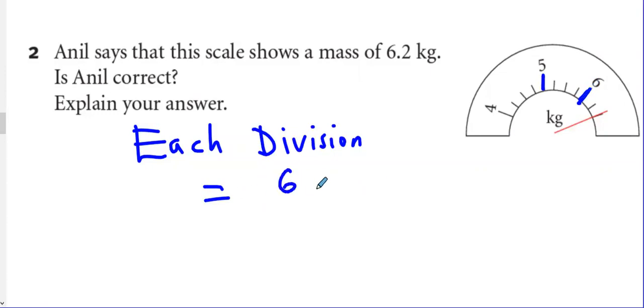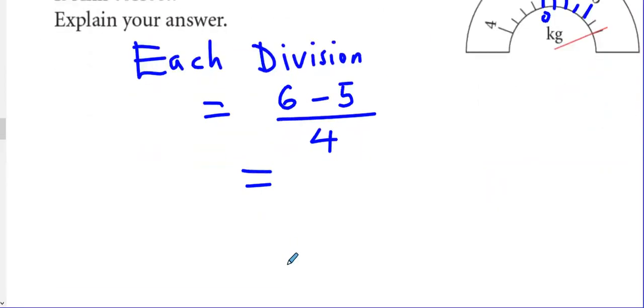Each line will be equal to, using this interval from 5 to 6, 6 minus 5. The answer I get, I have to divide by how many lines are there between 5 and 6. This 5 is counted as 0. Go ahead, count 1, 2, 3, 4. So between 5 and 6, there are 4 lines. Go ahead, subtracting, and then divide by 4. So 6 minus 5 is 1, divided by 4, this will be 0.25.